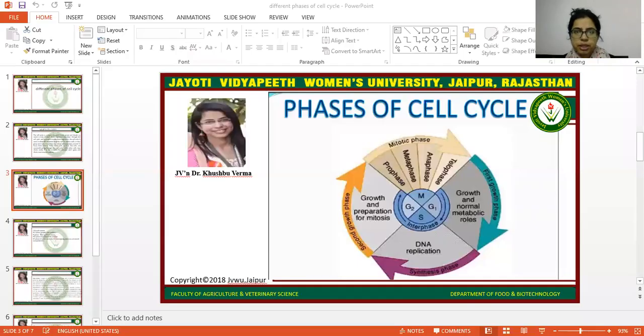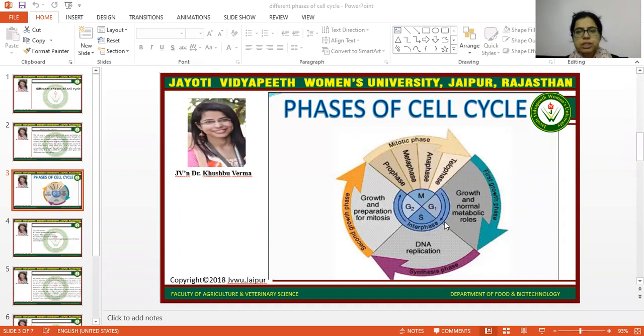You can understand the cell cycle phases by this diagrammatic representation. Here I am sharing the screen of a slide by which you can easily understand the phases of the cell cycle. Here you can simply see these are circular phase steps. The cell cycle can be divided majorly into four groups: G1 phase, S phase, G2 phase, and M phase.